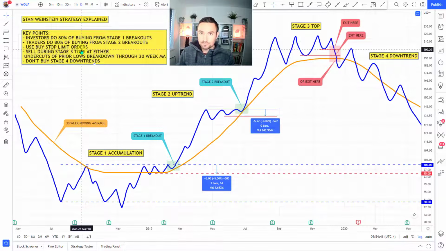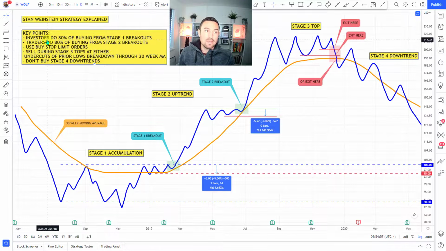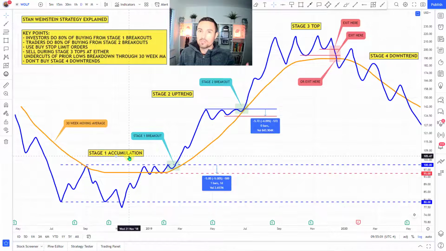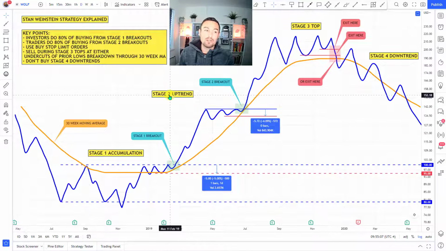So the key points there are four stages. There is a stage 1 accumulation, there is a stage 2 uptrend, there's a stage 3 distributional top, and a stage 4 markdown. So Stan said in his book that investors should do about 80% of their buying from stage 1 accumulation based breakouts, whereas traders should do the opposite in terms of 80% of their buying should be from stage 2 continuation type patterns. So that's quite commonly going to be flags, Darvas boxes, VCPs, cup and handles, so on and so forth.